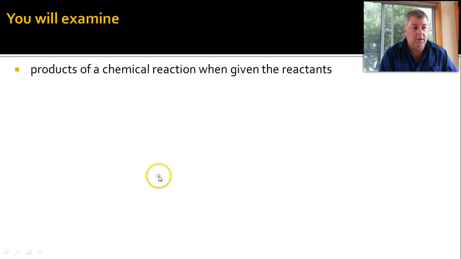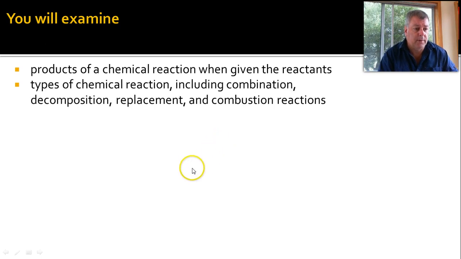Now in this section, or in these series of videos, we'll look at the products of chemical reactions when given the reactants. So if given the reactants, we'll be able to work out what should occur and what we should have as the products. And we'll get better at that during the course of the year as we learn more. Remember, this is just the start, a bit of an introduction to it.